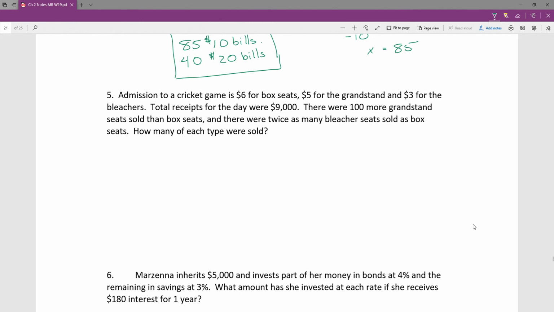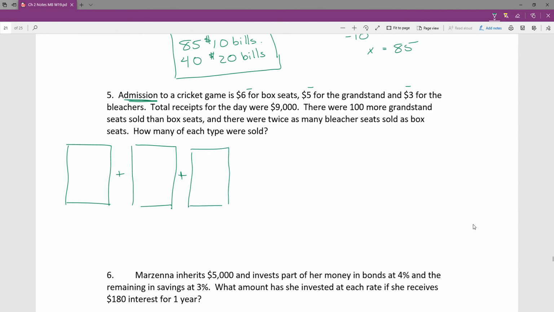This next one's a little bit different, but not all that different. So this one is about admission again, tickets being sold to a cricket game, and we've got $6 seats, $5 seats, and $3 seats. This time we're going to have 3 different things mixing together. And this one's slightly different in our X statements, but not that much different really. Okay, so we've got the 3 things coming together to make the total.